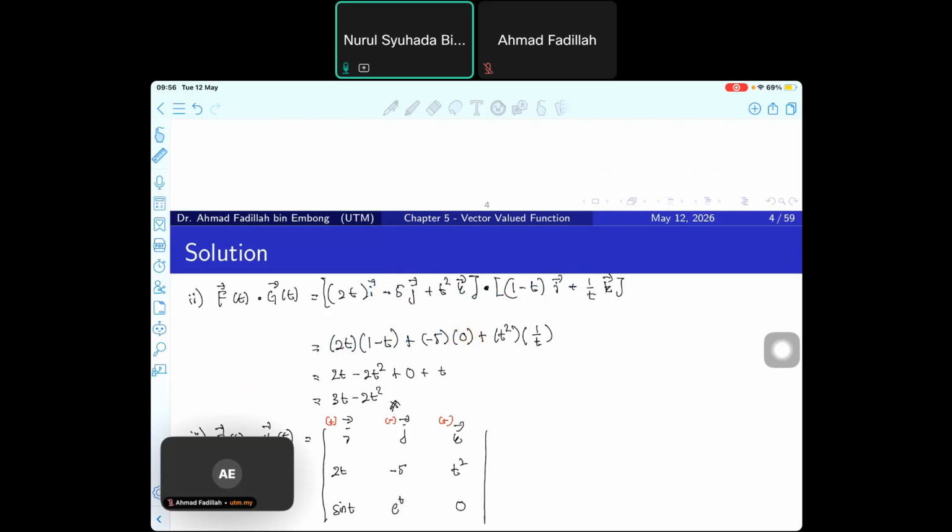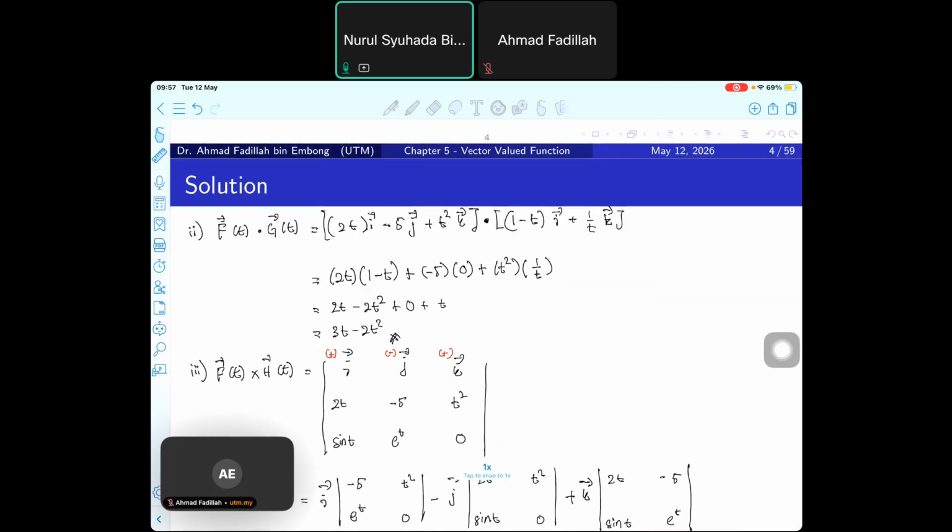And the last one is the kth component. We have t squared, which I'm taking from the left-hand side for the kth component, and the right-hand side is 1 over t, put it here and simplify everything. So open the bracket like this. Negative 5 multiplied by 0 equals 0. t squared multiplied by 1 over t is equal to t. And this is the final answer.